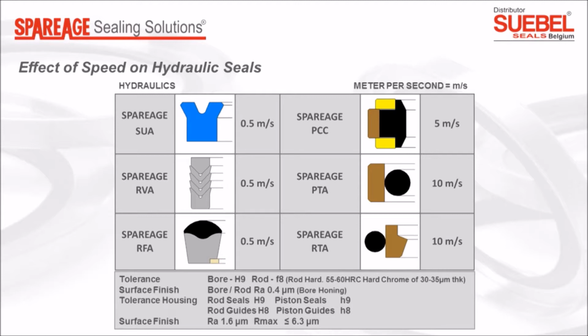Another critical factor to be kept in mind is the surface finish, and tolerances have to be maintained to get a good sealing performance and life. The values are specified in our catalogue. Rough surfaces will cause higher friction and damage to the seal.